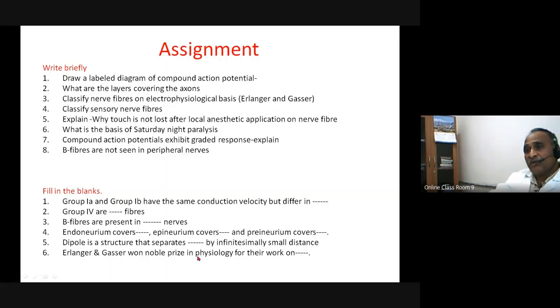Erlanger and Gasser won the Nobel Prize in Physiology for their work on, just try to recapitulate.